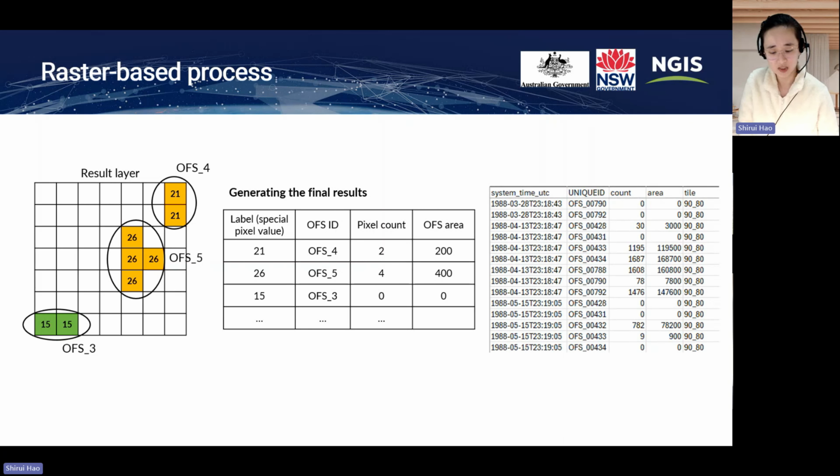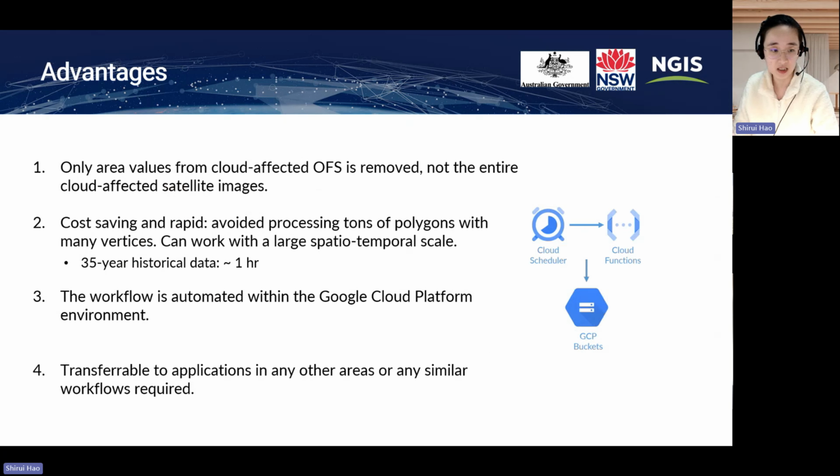So here is a preview of our final results. We will also keep the system time, which is when the satellite passed over our region of interest, and the OFS unique ID, and how many pixels are counted within that storage, and also their corresponding area. And we also kept the satellite tiles for easier further processing.